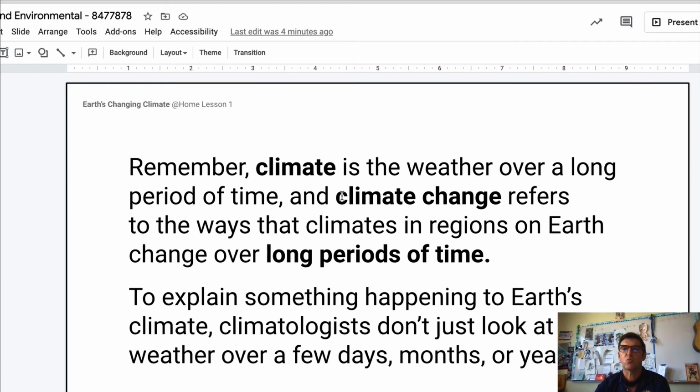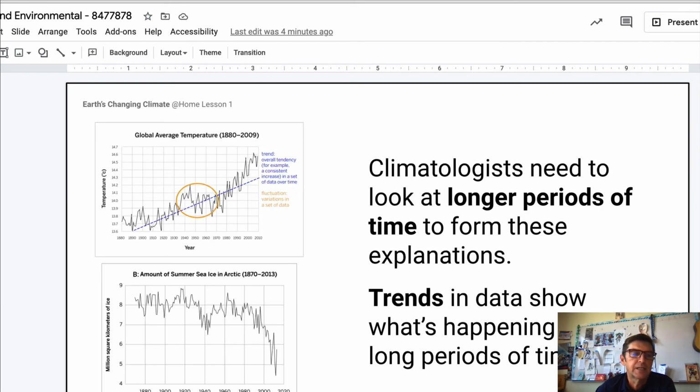Remember, climate is the weather over a long period of time. Climate change refers to the ways that climates and regions on Earth change over long periods of time. To explain something happening to Earth's climate, climatologists don't just look at the weather over a few days, months, or years. Climatologists need to look at longer periods of time to form these explanations. Trends and data show what's happening over long periods of time. We saw this, bouncing, bouncing, bouncing, trending up.